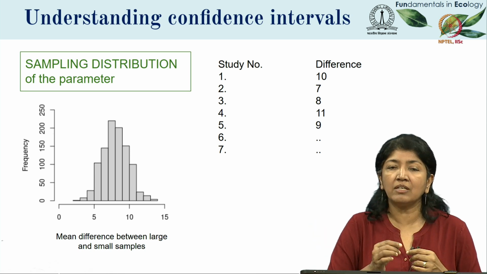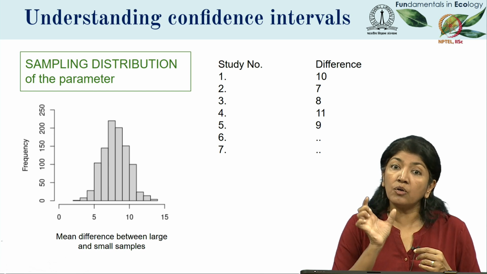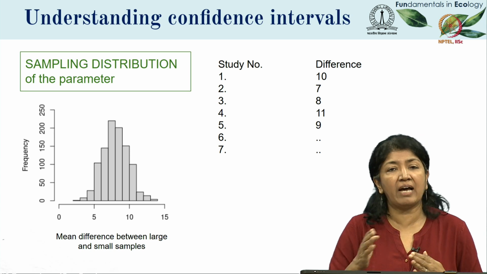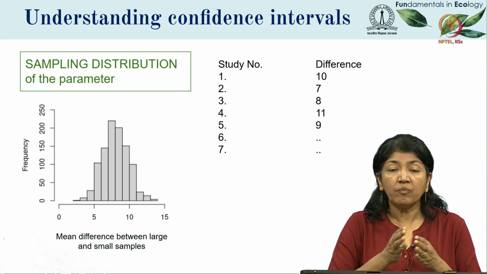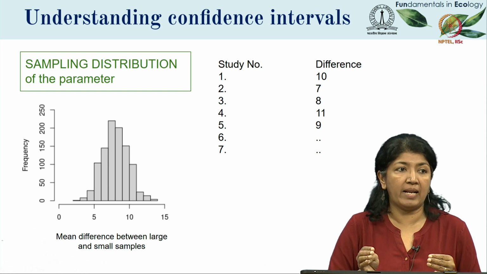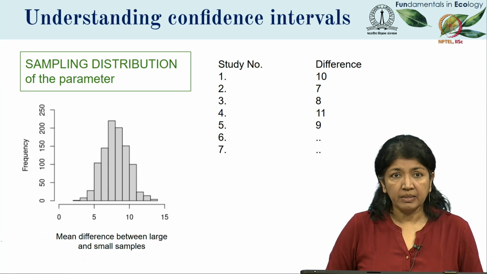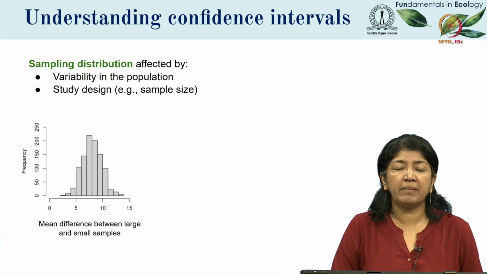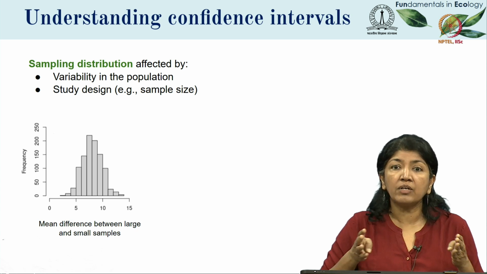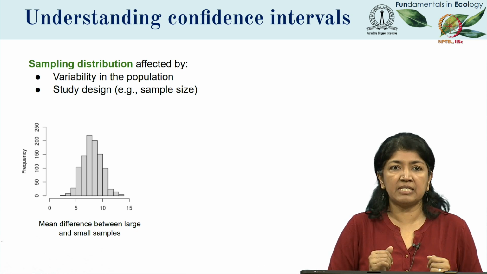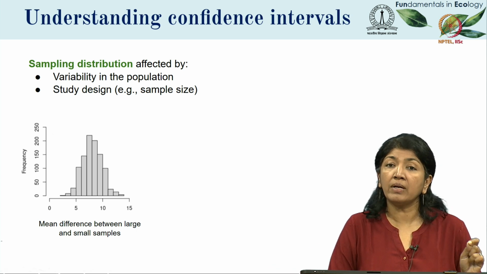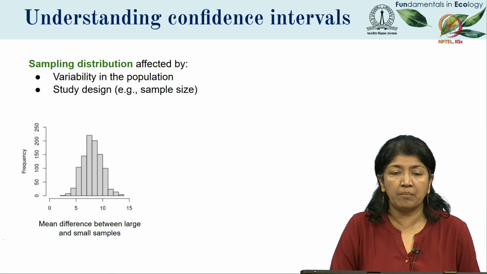If we get similar values, then we know we are getting a good guess at that true population parameter. If we get very different values, then we know that we have not been able to locate that true population parameter very well. The sampling distribution of the parameter is affected by how much variation there is in the population. If there is a lot of variation, then pinning it down gets difficult. It also depends on our study design. A very important aspect of study design that it depends on is sample size.